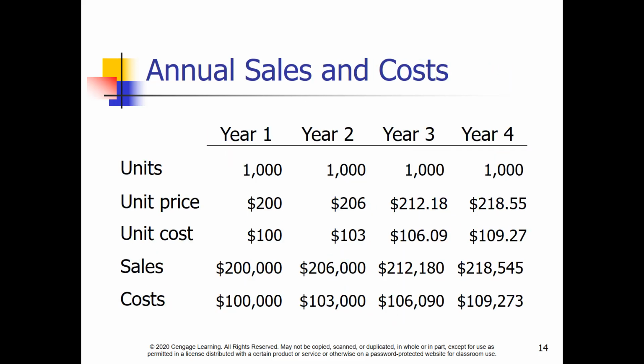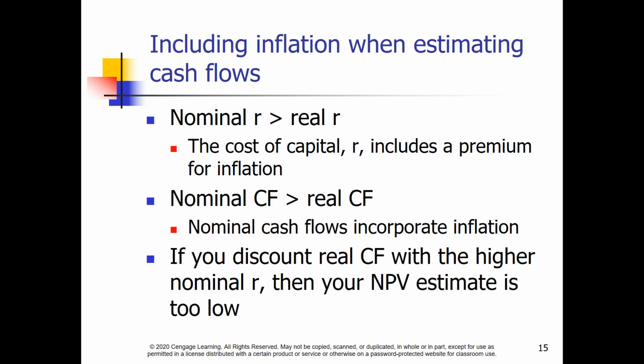This recaps data with a 3% inflation considered in both unit price and unit cost. Note that while the units do not increase, both sales revenue and costs do increase with inflation. When estimating cash flows, it's important to consider expected inflation. The cost of capital is based on nominal rates, which include an inflation premium. If cash flows are not adjusted for inflation, it will bias the NPV downward.